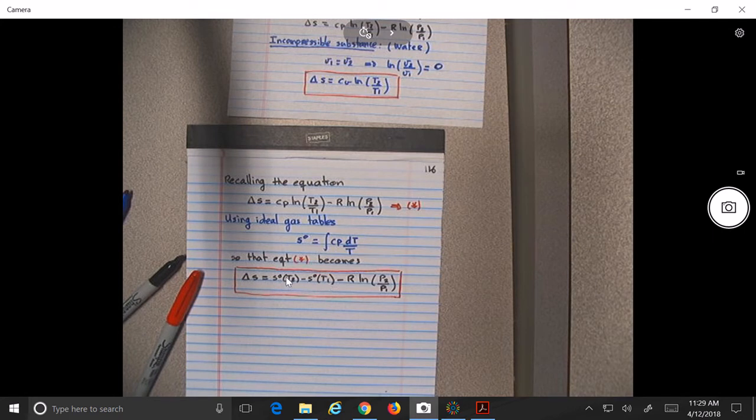But I hate it because you need to go to the table, find these values, then find the R for the air, and subtract this value over here, no? Personally, I don't like it, to be honest with you.